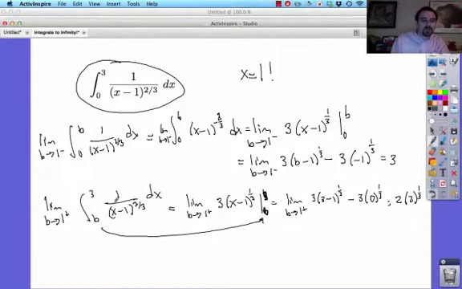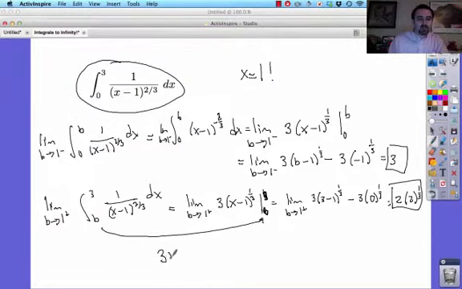I had to split it up into two because we have that vertical discontinuity. Notice the limit existed in both cases. So the limit of the area to the left is finite. It converges. And the limit to the right is also finite. It converges. So the limit on either side of this vertical asymptote is finite and converges. So the entire integral is finite and converges.